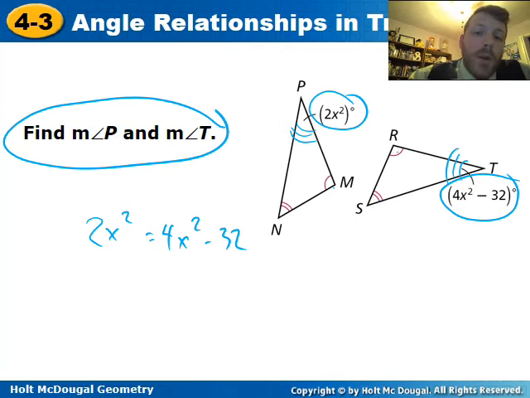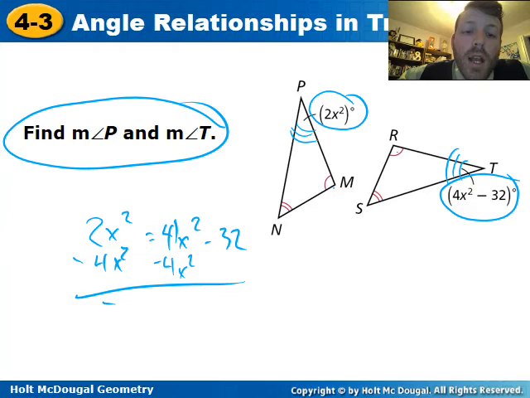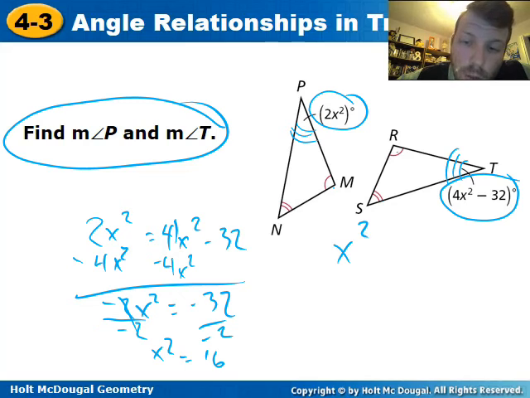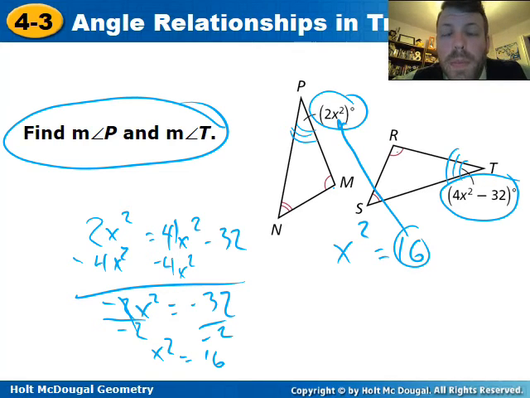If you look, we're trying to find the measurement of angle P and angle T. So we're going to find them both. Now, they should be equal, okay? So you have to find x in order to do that. We're going to subtract 4x squared from both sides, and we're going to get negative 2x squared equals negative 32. Divide by negative 2, you get x squared equals 16. So I don't have to solve for x because I know what x squared is, so I can just plug that back in where x squared is. Or I could solve for x and plug it back in.